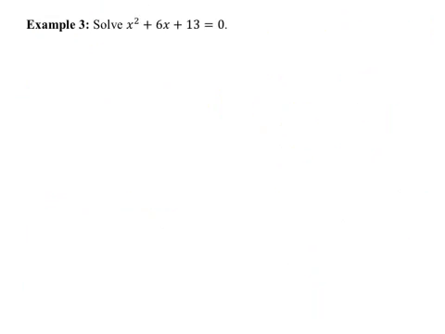Example 3 says solve x squared plus 6x plus 13 equals 0. So let's go ahead and move the 13 over right away. Let's take half of whatever, well, there's no a term here, so we don't have to divide by a. There's nothing to divide by. Let's take half of that 6 and square it. Half of 6 is going to give us 3, squared is 9. So we need to add 9 here and add 9 here.